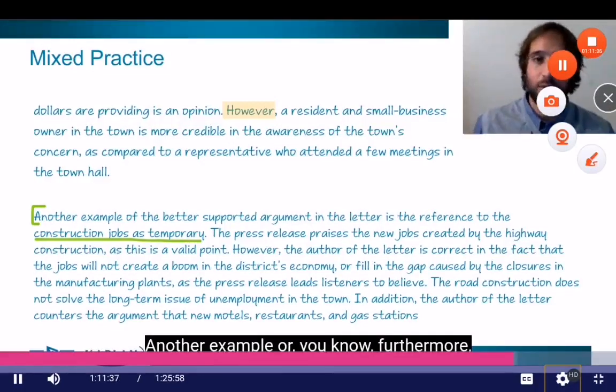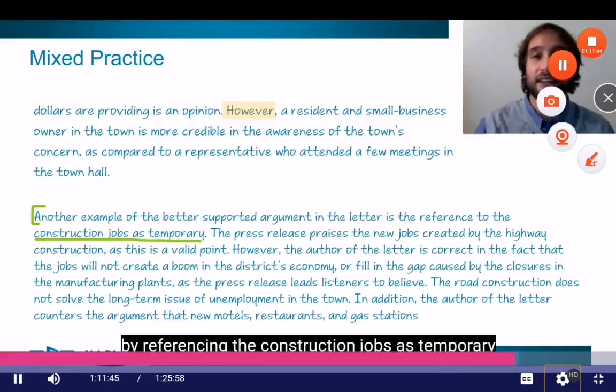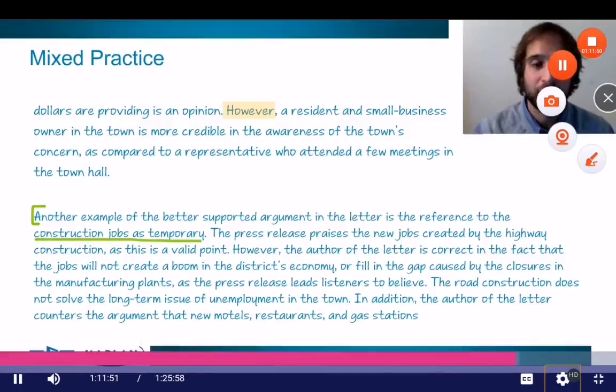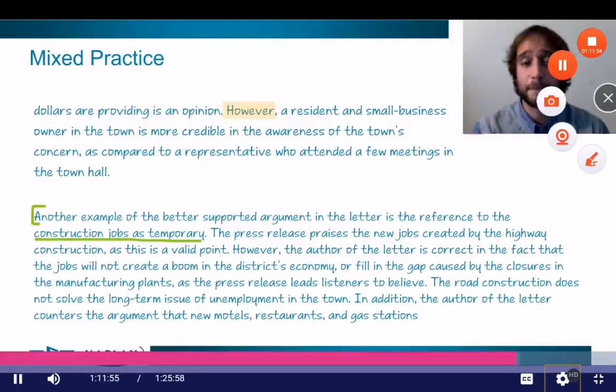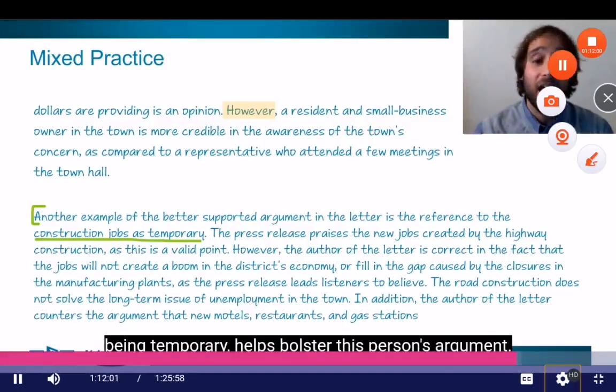Another example, or, furthermore, the author provides support for his or her argument by referencing the construction jobs as temporary solutions to the sort of job crisis in the area. Great point to make here. I think it's my favorite point other than the study. All right, so now we need to explain how those construction jobs being temporary helps bolster this person's argument.